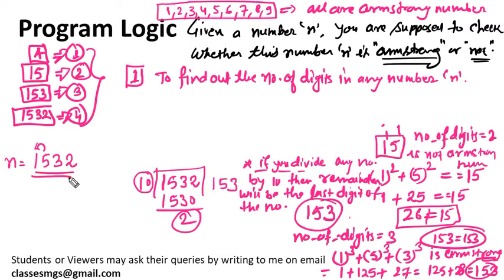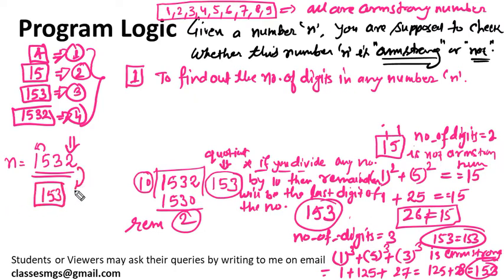So you see, if you divide 1532 by 10, then you are getting the remainder 2, which is the last digit of this number, and whatever you get in the quotient will be the remaining number after deleting the last digit. So the quotient we are getting is 153, and the remainder is 2, that is the last digit of the number. The last digit is removed from the number in the quotient if you divide the number by 10.